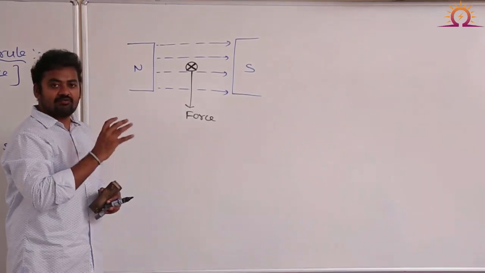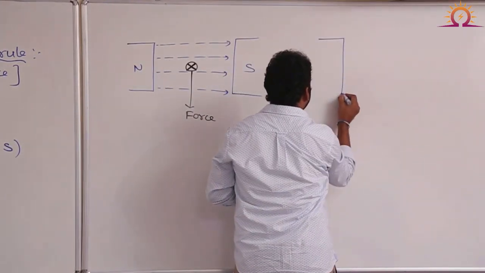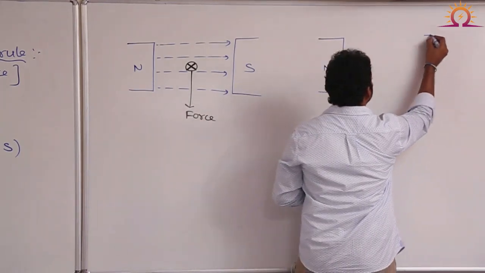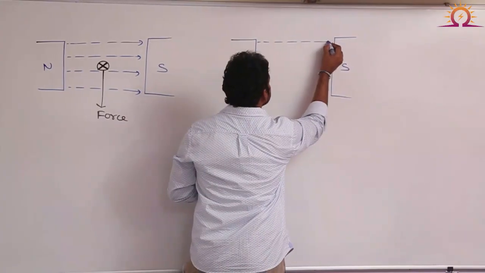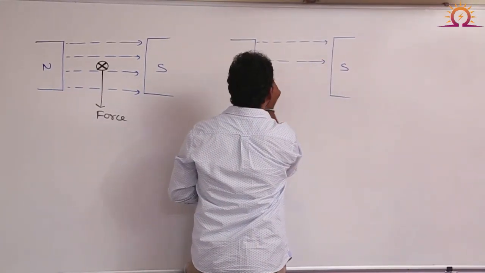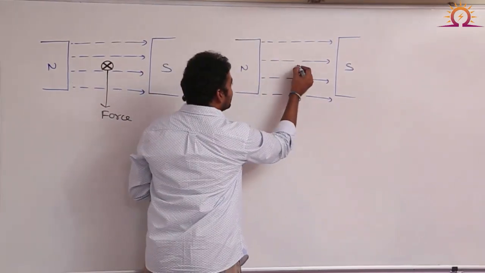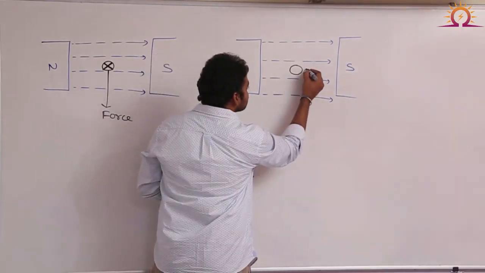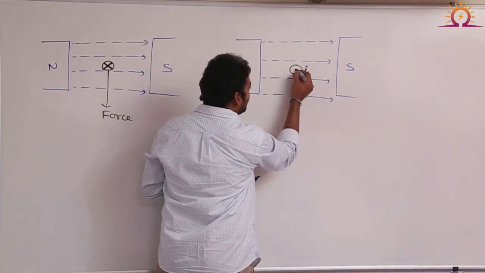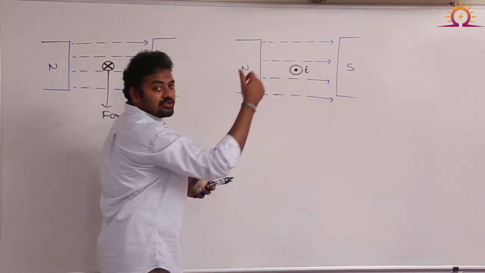Let me also take one more example. Suppose I have a magnetic field, north pole over here and south pole over here. Flux is always from north pole to south pole. Assume there is a conductor in this magnetic field. This time this conductor is carrying current out of the plane. The dot polarity represents current out of the plane.